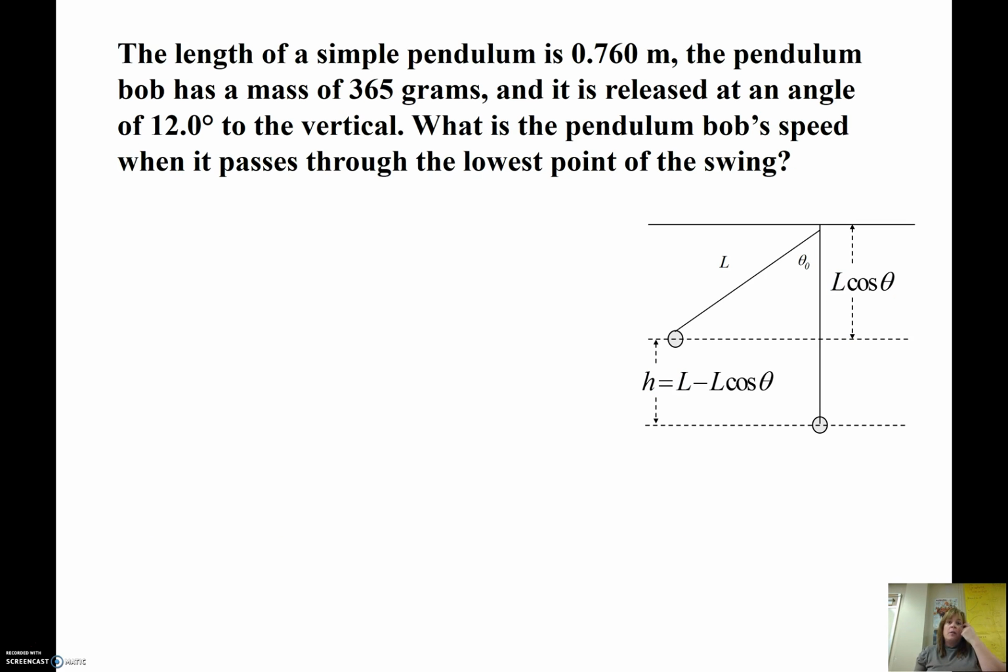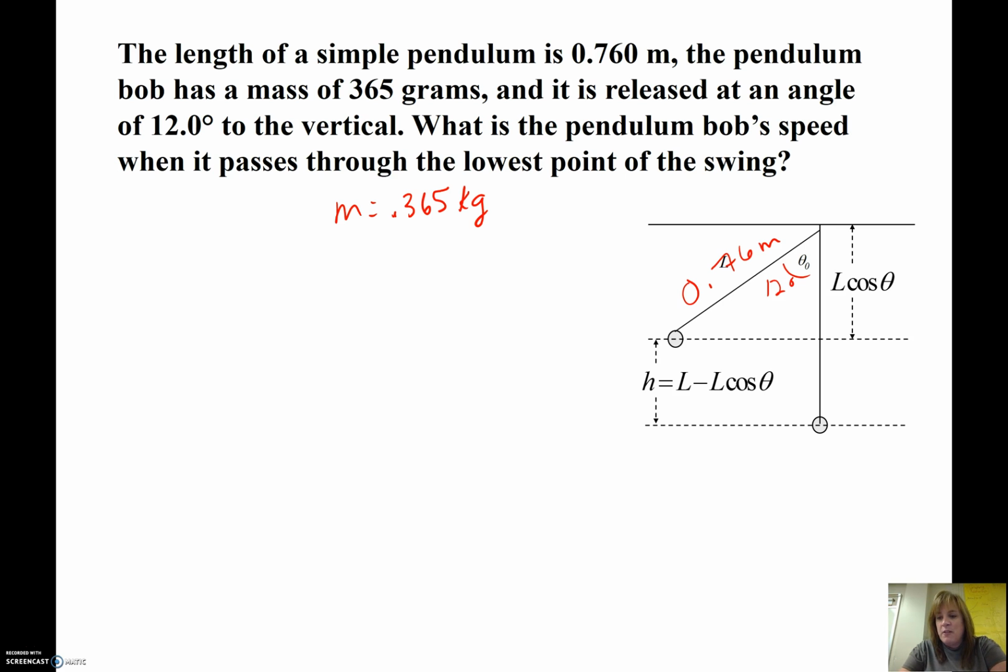So let's do a little bit of math on a problem and see how we would solve this. I want to know what the speed is when this pendulum passes through its lowest point. I know that the length of the pendulum, this L value, is 0.76 meters, and that the mass is 0.365, sorry, kilograms, don't work in grams. It's released at an angle of 12 degrees to the vertical. And what I want to know is what's the speed?